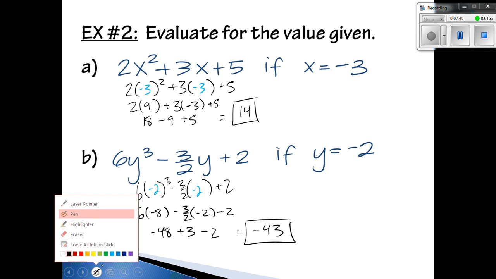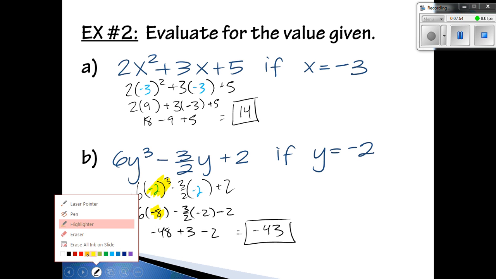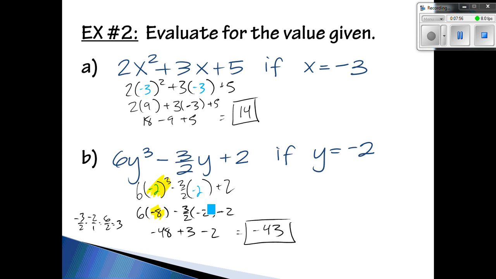Okay, so there you can see my work. The first thing I took care of, -2 cubed, which is -2 times -2 times -2, that's -8. And then the next thing that I took care of, the -3/2 times -2, I did all of that work right here to get +3. And then -48 plus 3 minus 2 gives us -43.